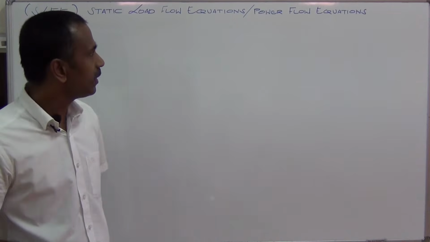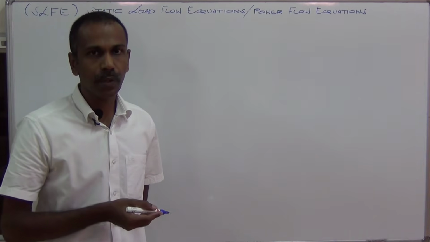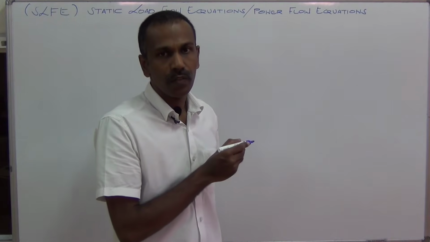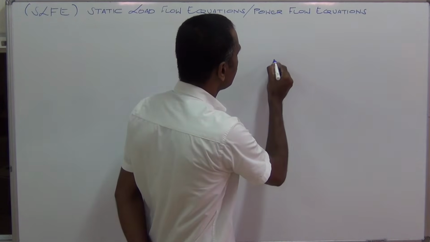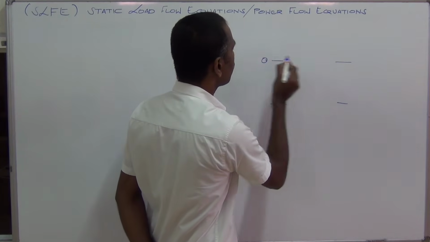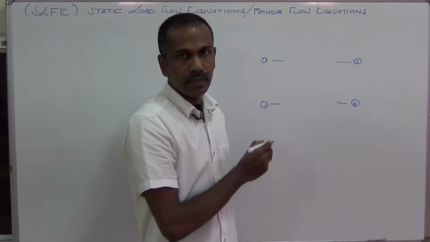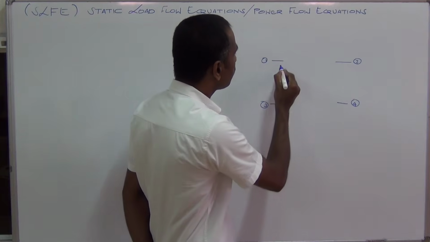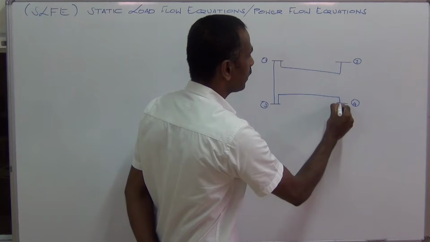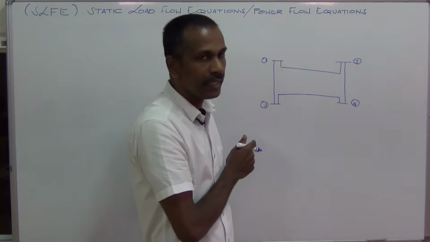In this session, let us study the load flow equations or the power flow equations in the power system analysis. Now let us consider a simple 4-bus power system. These are the 4 buses we consider, bus number 1, 2, 3 and 4. These buses are interconnected through some transmission lines. These are the transmission lines with which this 4-bus system is interconnected.